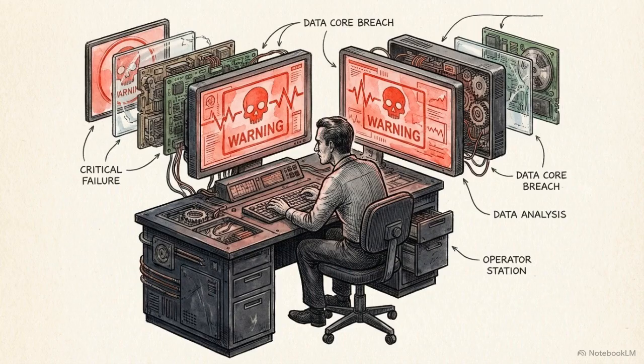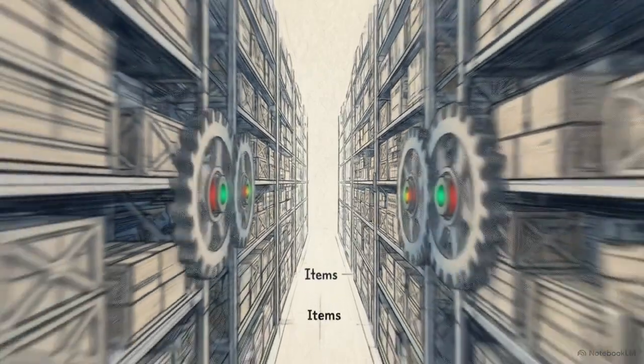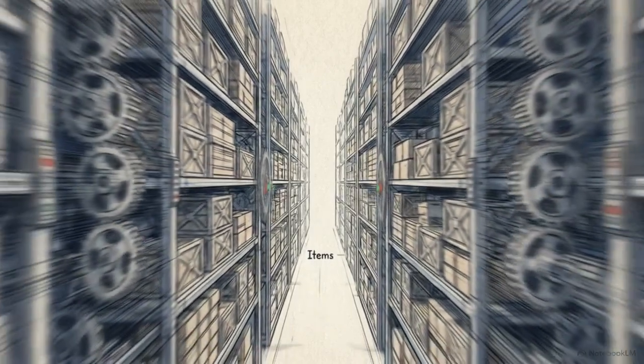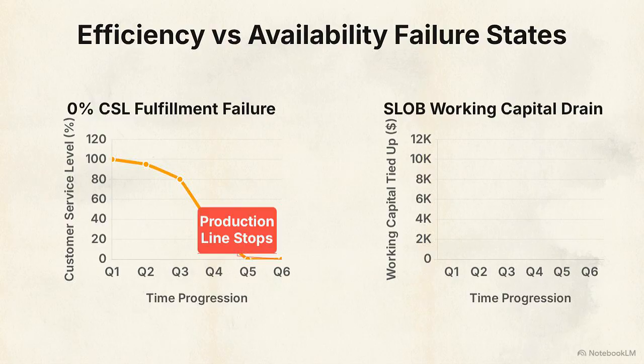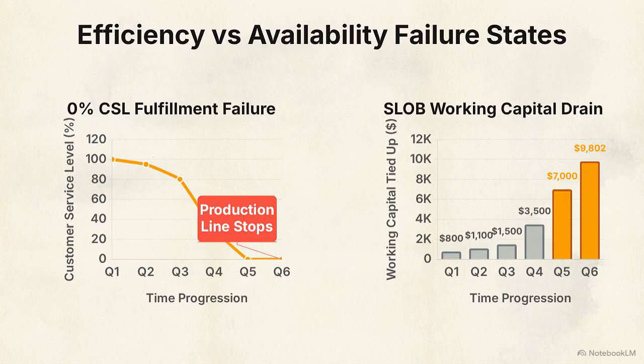Balancing maximum CSL with maximum ITO across a portfolio of 10 items is difficult. Across thousands of highly variable SKUs, relying on manual calculation is mathematically impossible. The permutations outpace human processing speed. This split-screen graphic illustrates two catastrophic failure states. Prioritize capital efficiency too heavily, and you hit a 0% CSL fulfillment failure, stopping production lines entirely. Prioritize availability too heavily, and working capital inflates, drained by slow-moving and obsolete inventory.